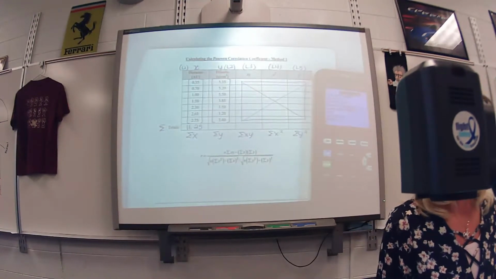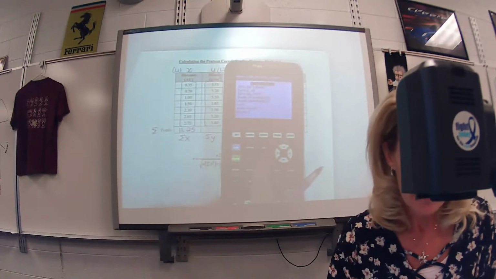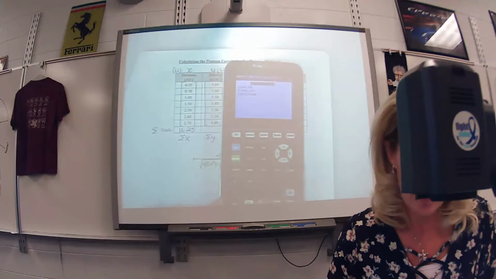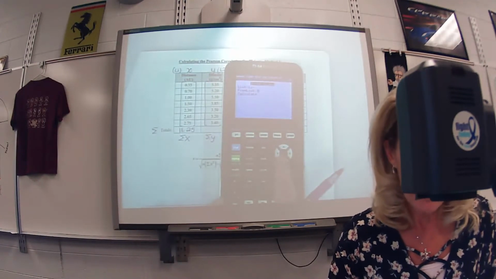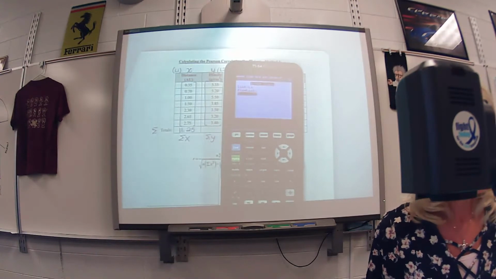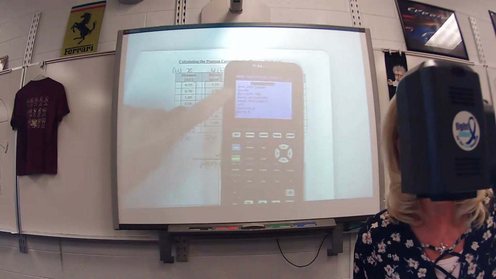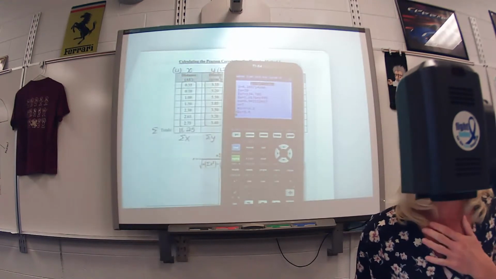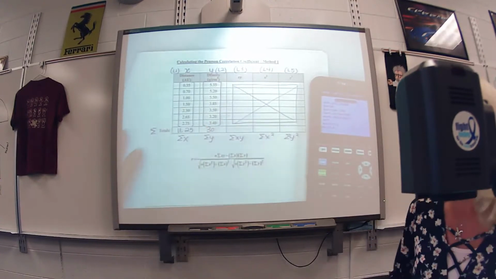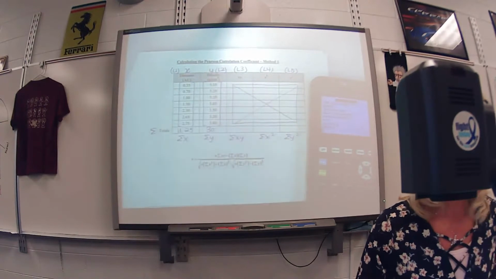But now I'm going to do it again, but this time I'm going to go to column 2, stat, calc, one variable statistics, column 2. Now, when I tell it to calculate, it's still going to call everything X, but I know that I used column 2, so when it says sigma X, it's actually my sigma Y. The calculator will call every column X, but we know that was our Y column.